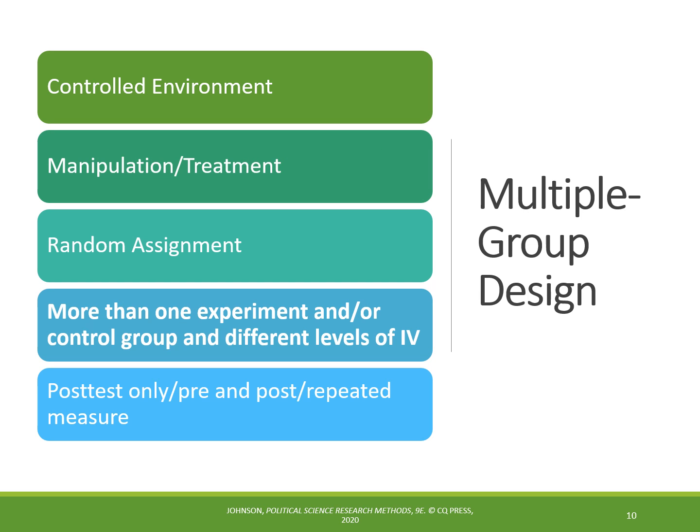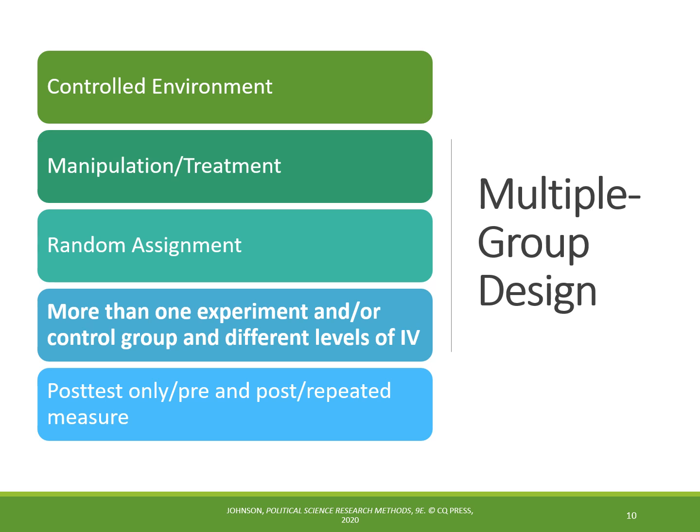The next type of design we could have could be a multiple group design. And with the multiple group design, again, we have a controlled environment. We're either in a lab or like some sort of isolated classroom. We have the manipulation, again, with the coffee, applying the coffee, random assignments to the groups.